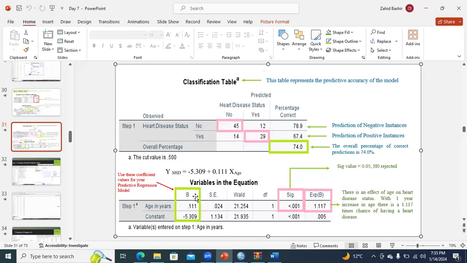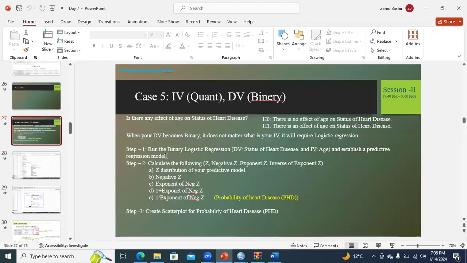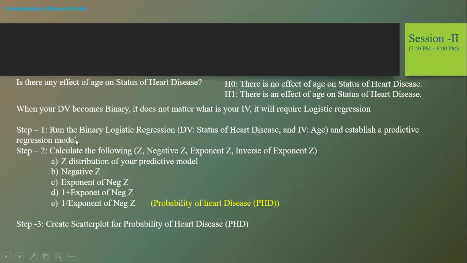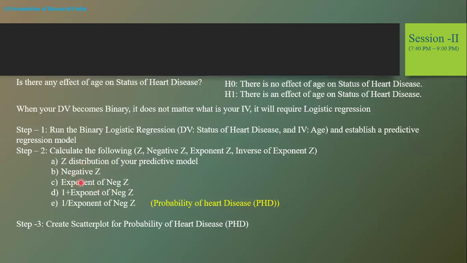When you have completed the first step, you need to go to the second step, which is a thorough step, and you need to understand this step in more detail. As I have told you, as a first step, you need to run the binary logistic regression, and we have run it and interpreted it accordingly. Then we needed to establish a predictive regression model, and we have established our predictive regression model. As a second step, you need to analyze some more phases using your predictive model.